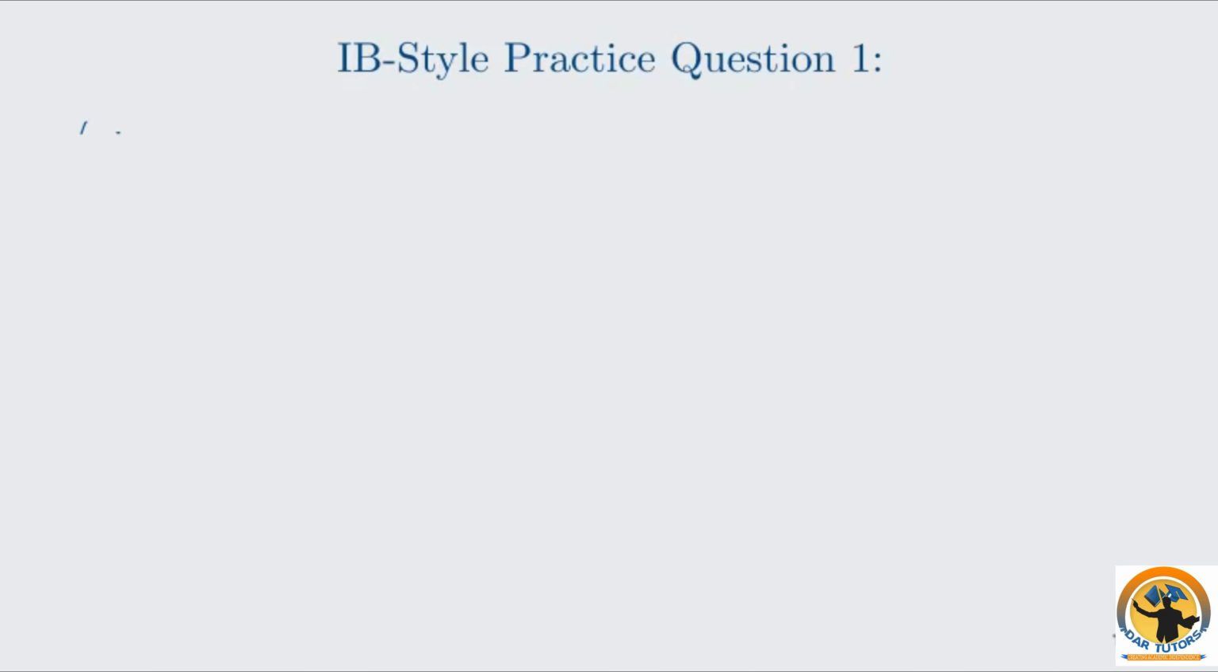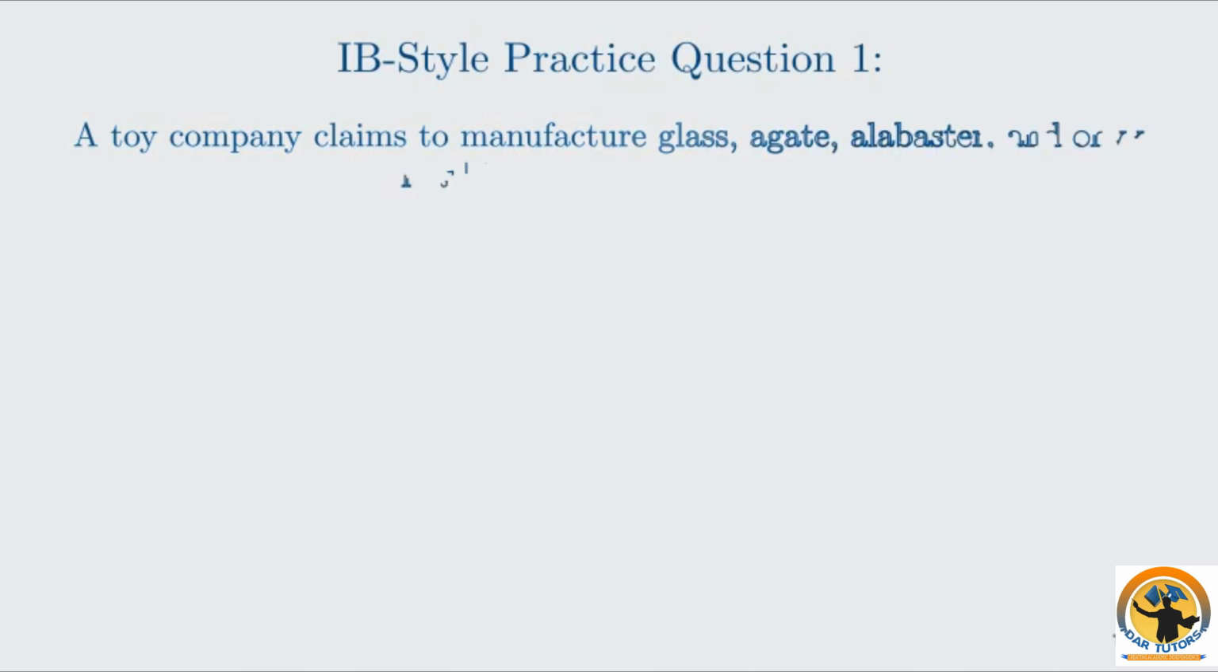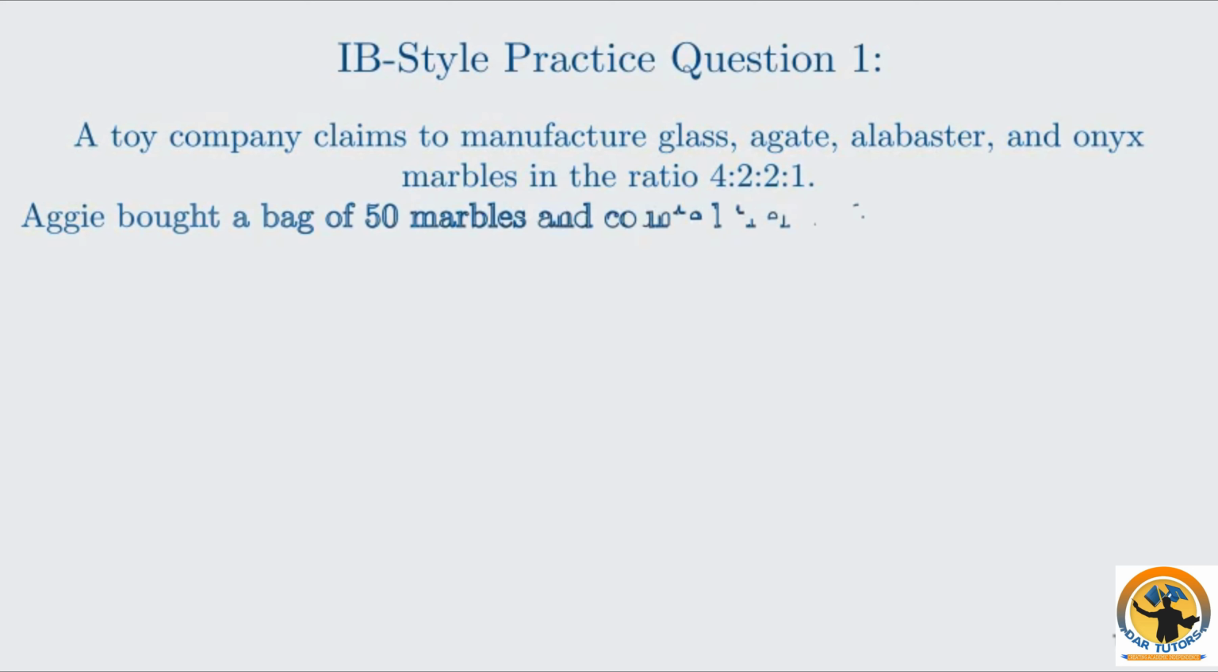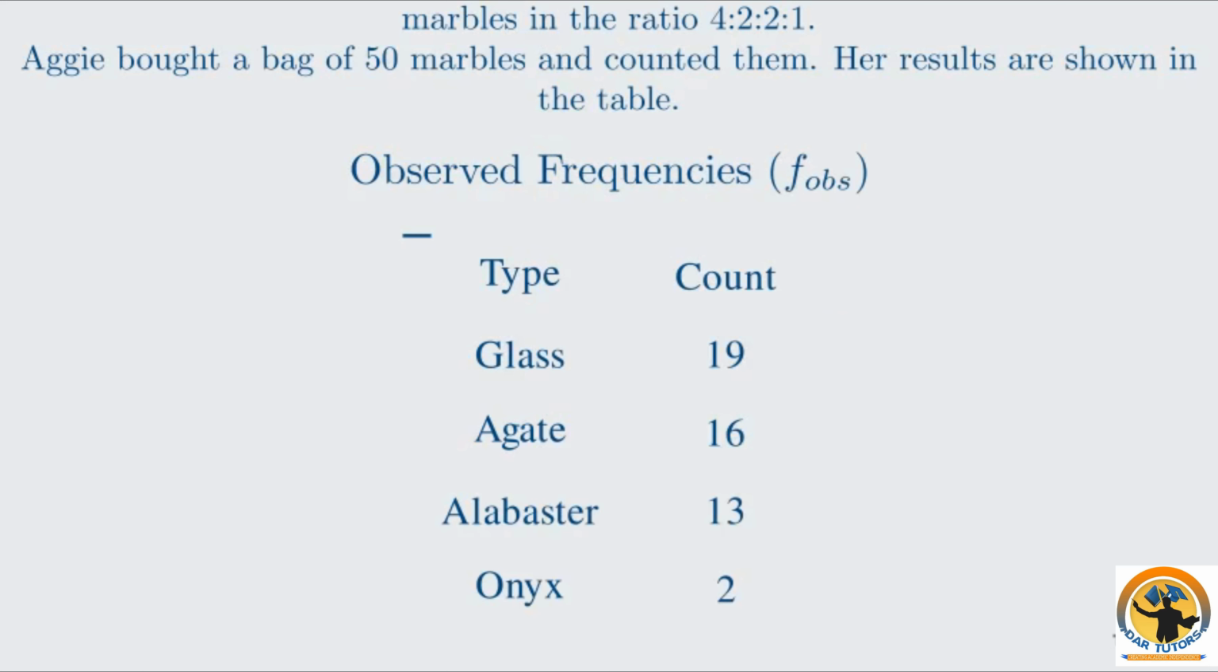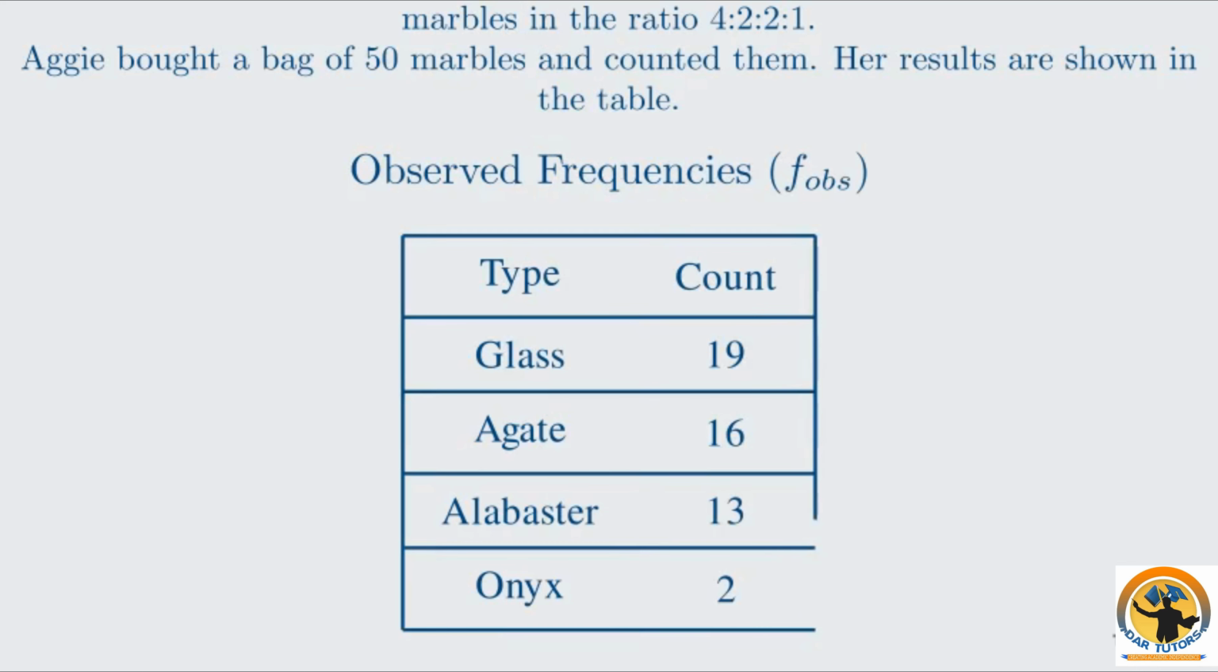Here is the problem. A factory claims to manufacture glass, agate, alabaster, and onyx marbles in a specific ratio. Aggie counted the marbles and found 19 glass, 16 agate, 13 alabaster, and 2 onyx. We need to conduct a χ² goodness of fit test at a 5% significance level to determine if the manufacturer's claim is justified. The first step is to state our hypotheses.